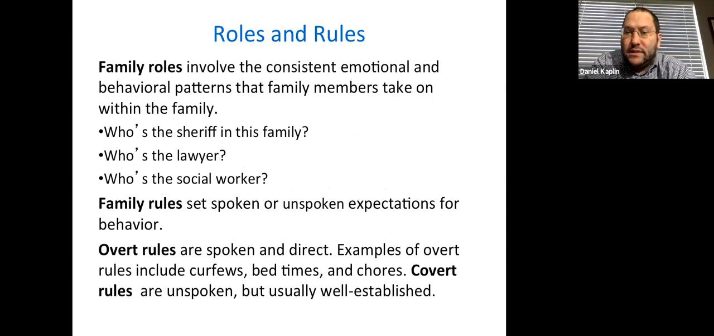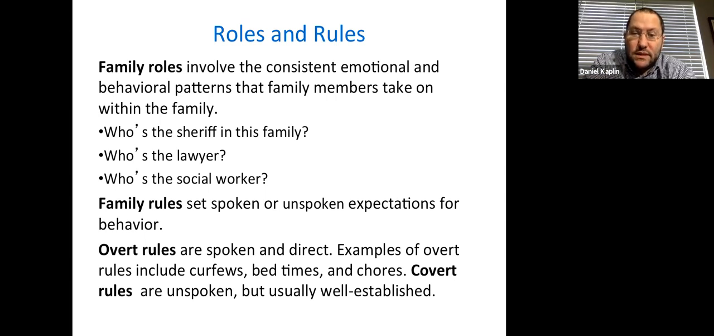Now, family roles, there is an unwritten or unspoken expectation that people in the family are going to adopt different roles. So who's the sheriff in the family, right? So who exacts law and order, right? Who's the lawyer? Who's the, I would say, defense attorney? Who's the advocate for the family, right? And who's the social worker who's making sure the needs of the family are being met? Obviously, these are not all inclusive. There are many other roles that a family can take.